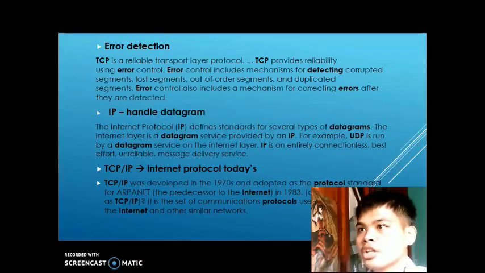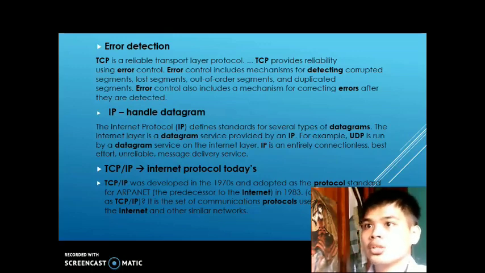Error detection. TCP is a reliable transportation protocol. TCP provides reliability using error control. Error control includes mechanisms for detecting corrupted segments, lost segments, out of order segments, and duplicated segments. Error control also includes a mechanism for correcting errors after they are detected.